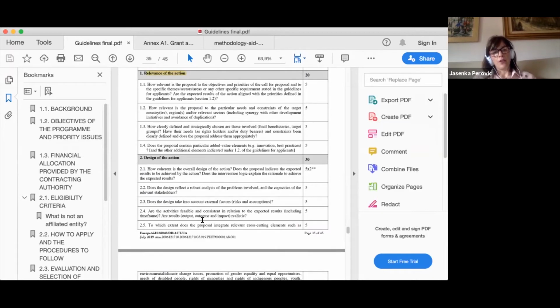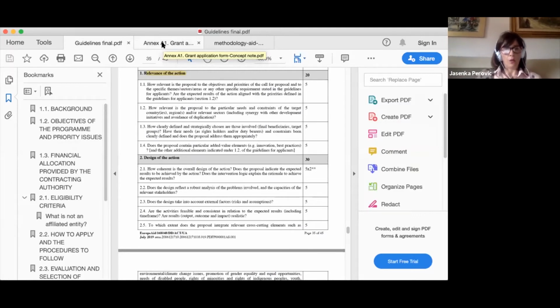Why I was sharing this, and for some of you this is quite obvious, is that it gave us a hint of what you should start thinking about prior to writing the concept note. So we had the problem analysis, the stakeholders, how related it is to the country needs or the region needs, and so on. So I will just go back to the presentation from here.